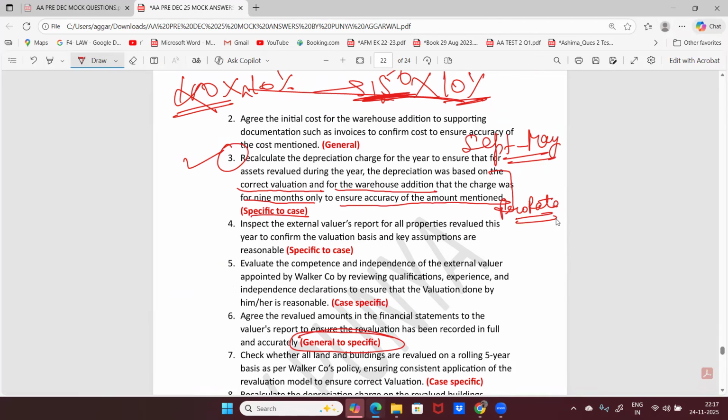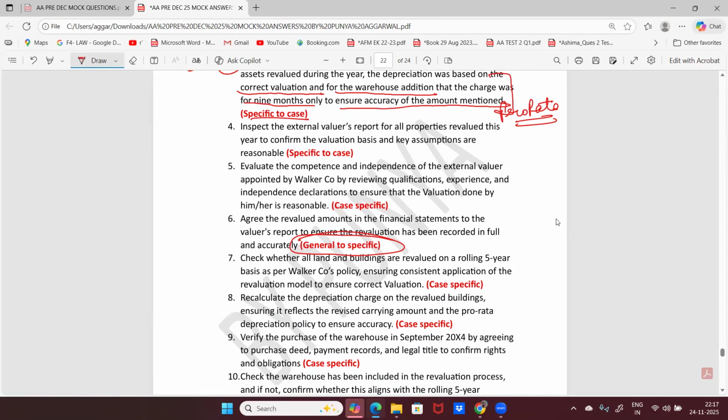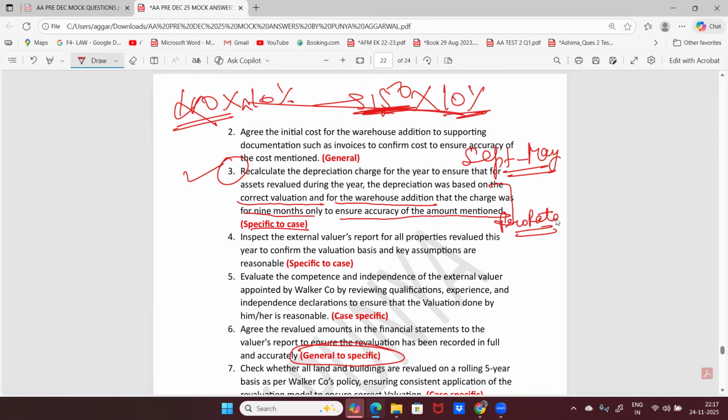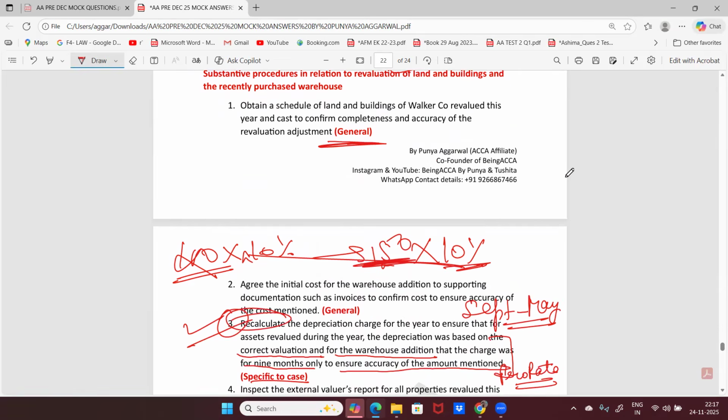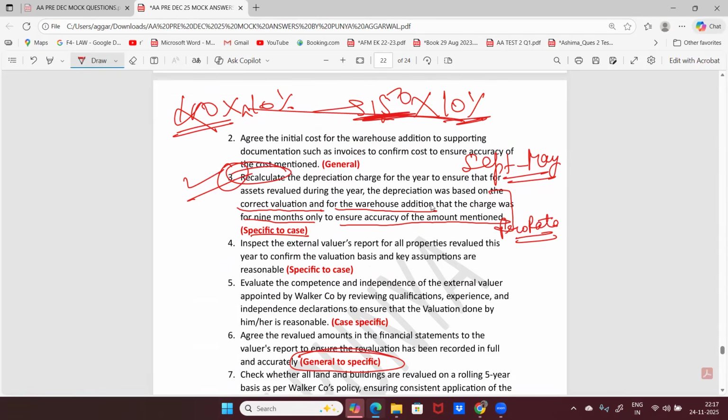So this is what I took from the question, that they are revaluing. So I'm making sure the depreciation is based on the revalued amount only, and the warehouse is only being charged for 9 months and not more than that, so that my amounts are accurate, right? So here also, if you see, what is the verb? Recalculate. Why? Your accuracy, which is the assertion, and how are you going to do so? This is how you are going to do so.